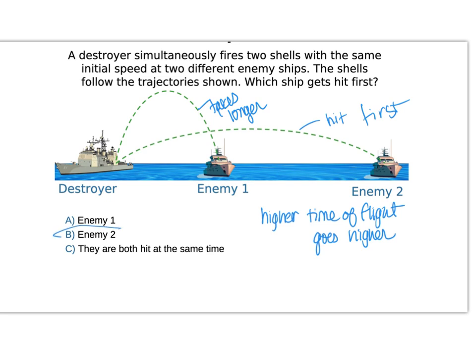So enemy 2 will get hit first. This is actually, sometimes there's a problem posed as a physics problem. It's called the snowball fight strategy, where if you're in a snowball fight, you could launch a snowball up really high in the air, and then the person you're throwing it at is going to be watching it.